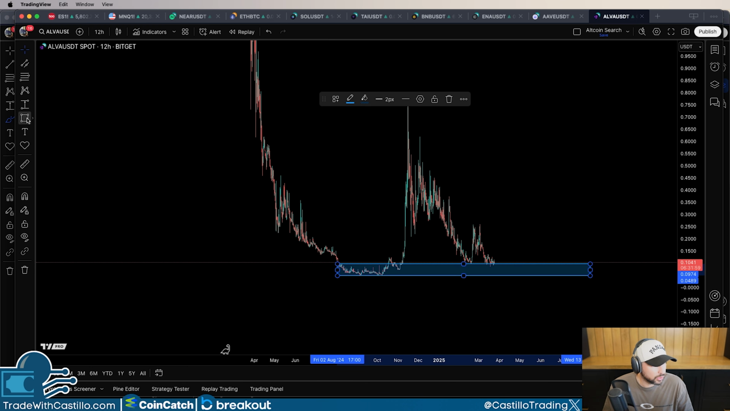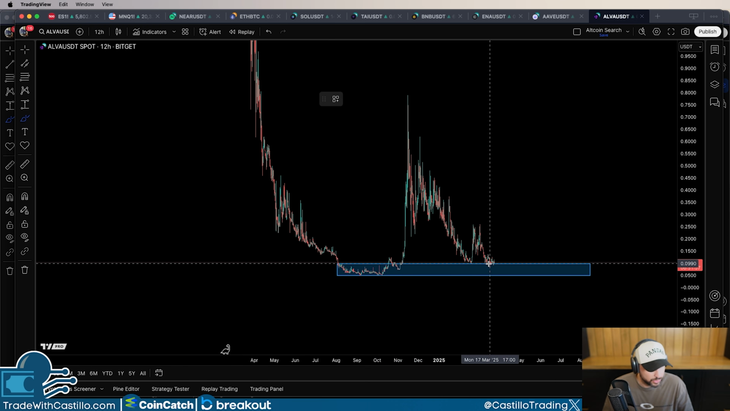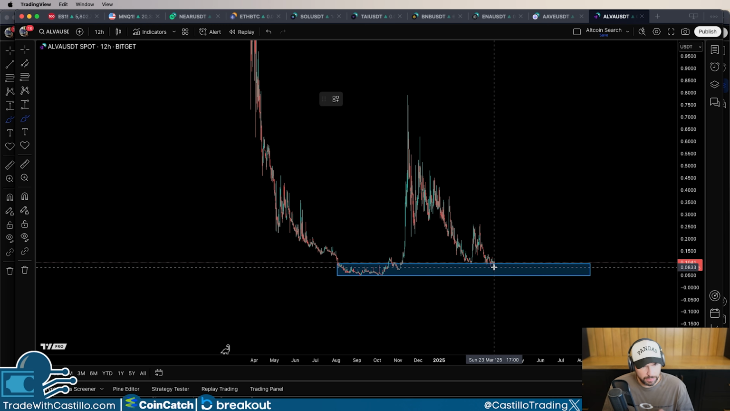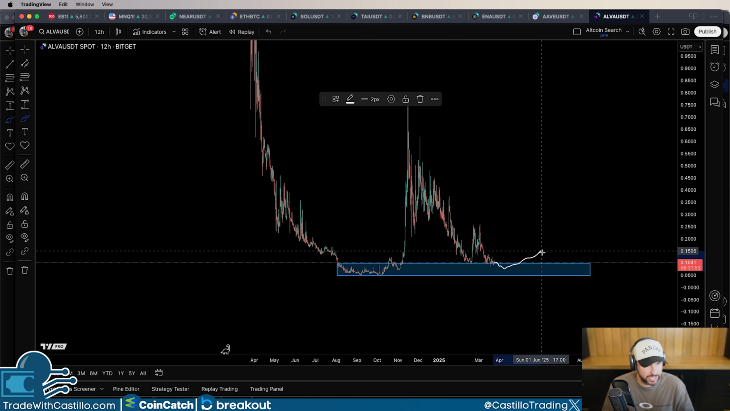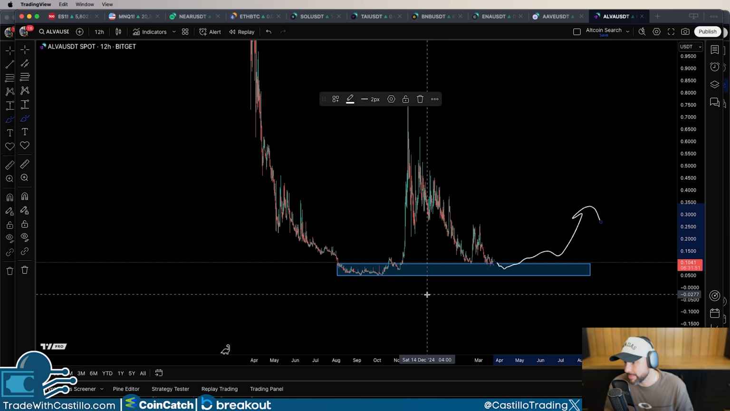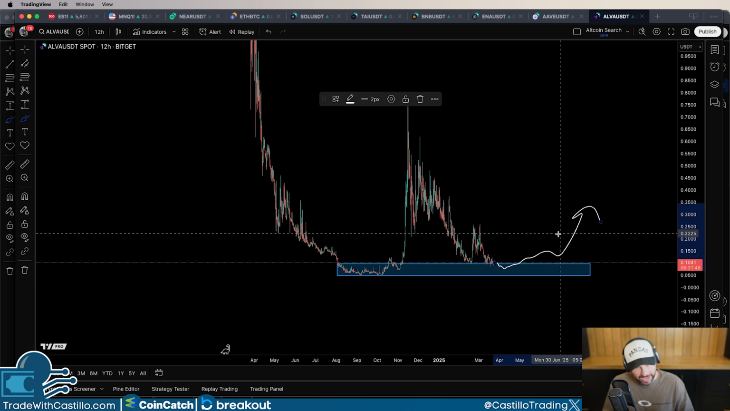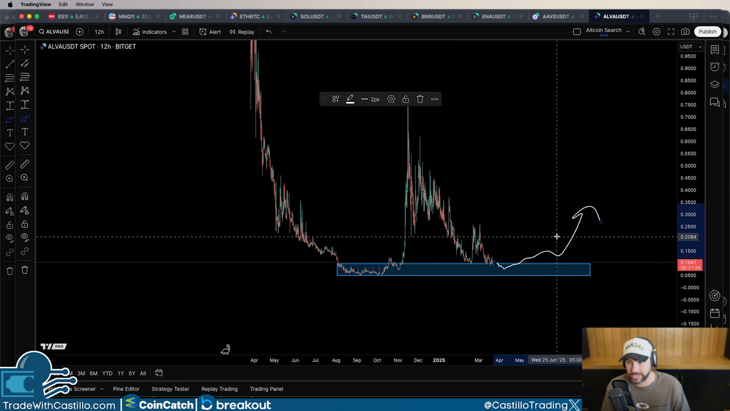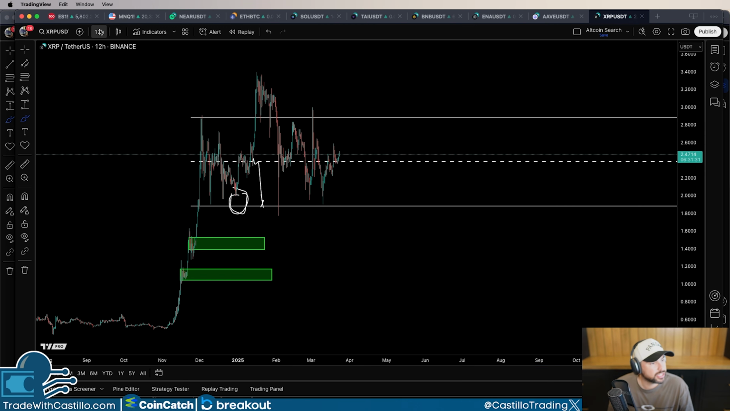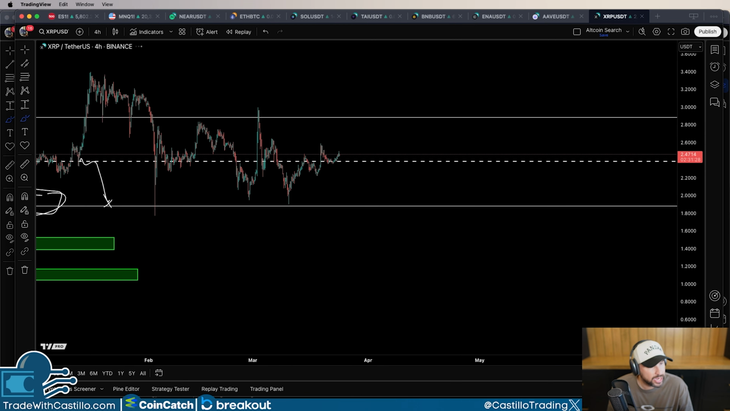Because this looks like it could go something like this, to where we get a good retest, good support, maybe deviate back in, and then something like that. But it might take time. I don't think it's something that's going to jump out of 10 cents right away and be back at 30 anytime soon.